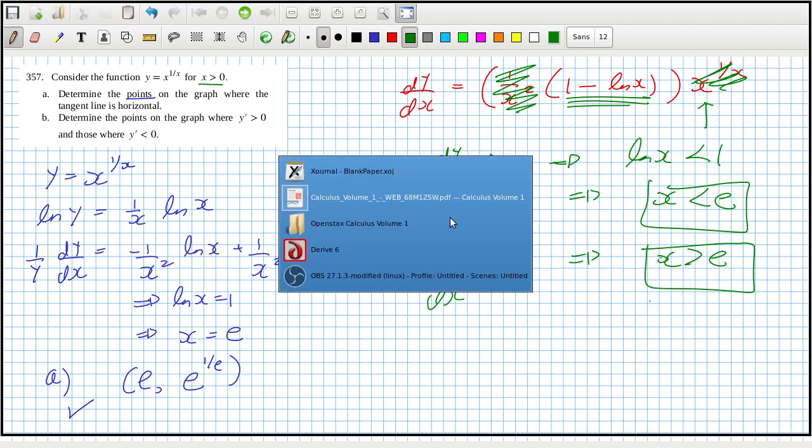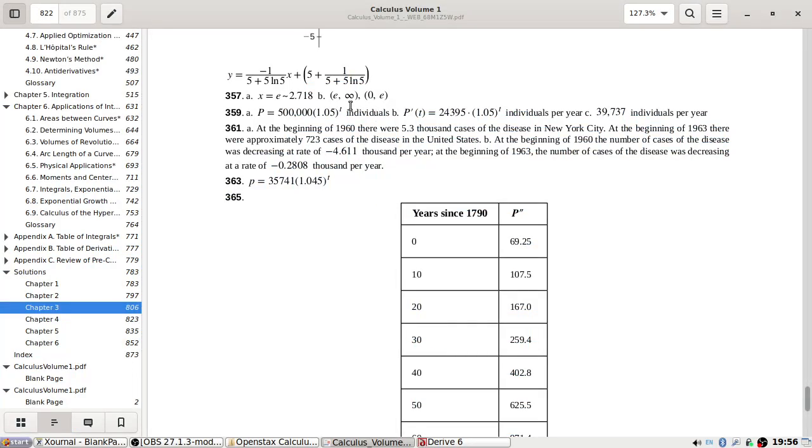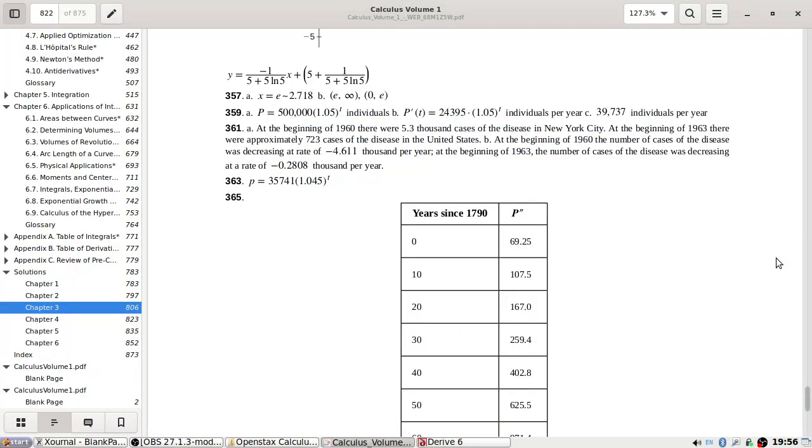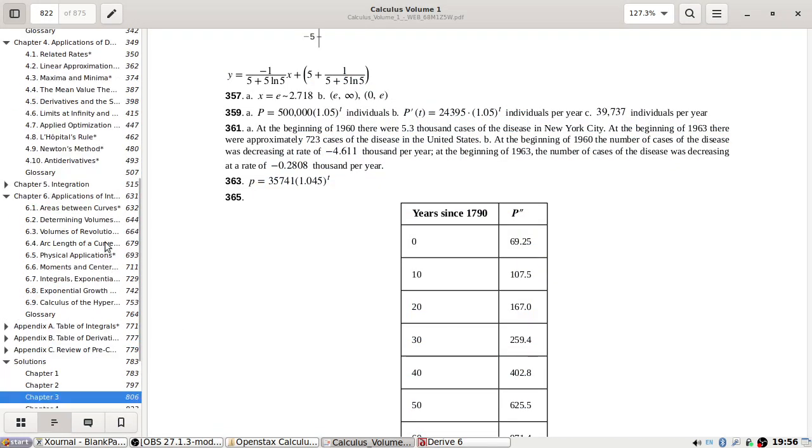Okay, so yeah, more than e. Oh, let me think. Negative would mean more than e, that's negative. Yeah, okay.